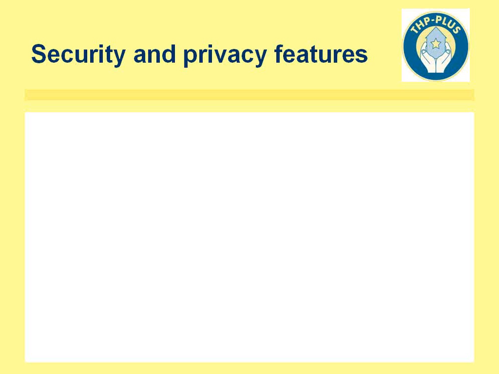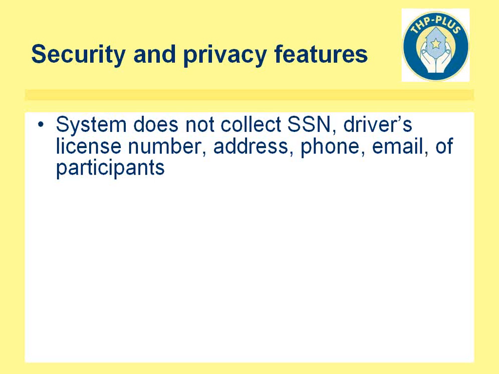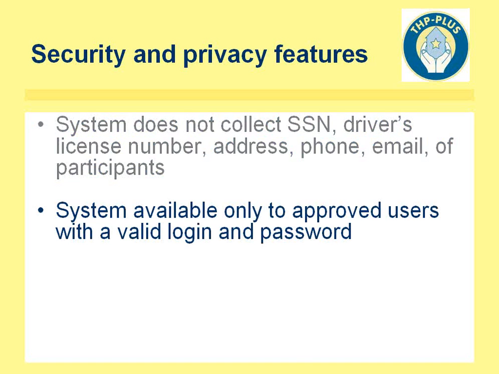The system does not collect social security number, driver's license number, address, phone, or email of the participants. However, it does collect the name, date of birth, and a few other data points that need to be protected as confidential participant information. So the following features are there to make sure that information remains only with people who have authorization to see it. The first feature that protects that is the logins. The system is not available to the general public. It's only available to those users who have a valid login and password.